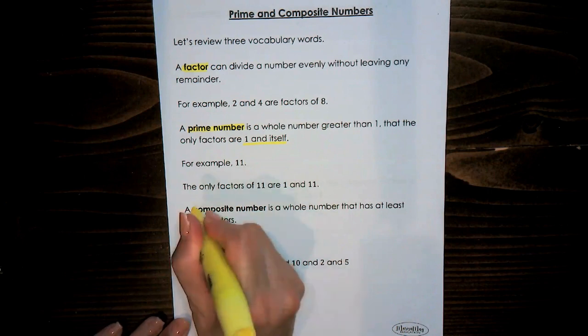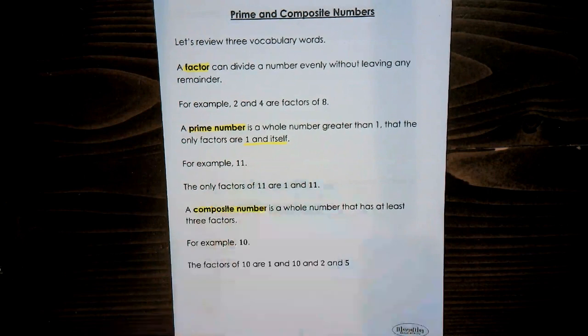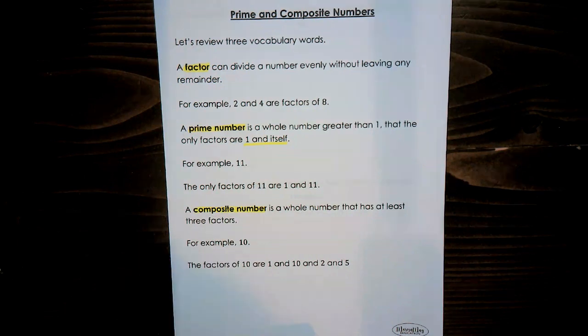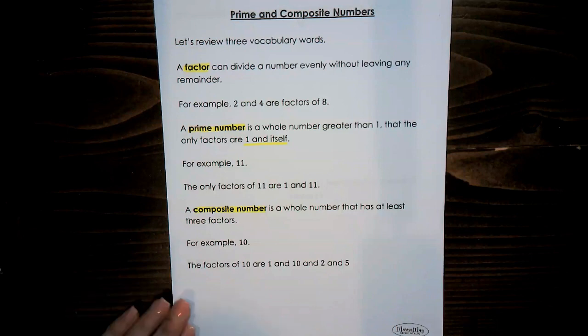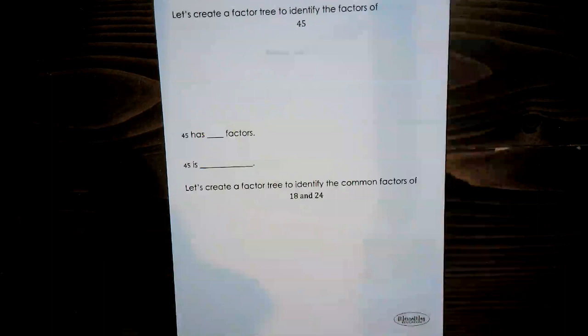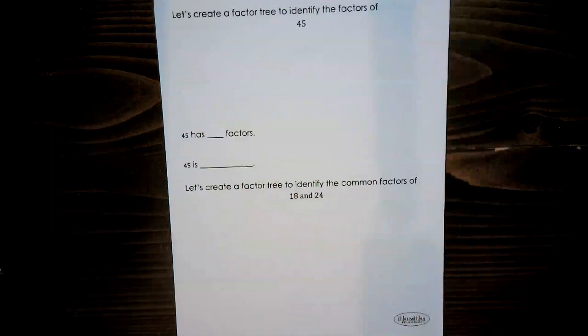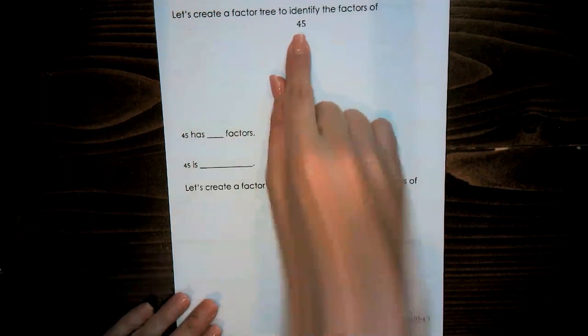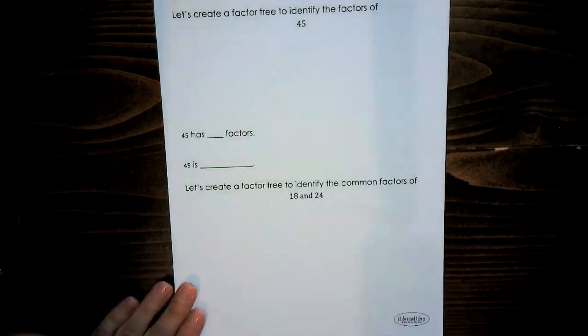Now, a composite number is a number that has at least 3 factors. So for instance, 10 has factors of 1 and 10 and 2 and 5. So those factors become important when we're trying to identify prime numbers and composite numbers. We'll keep these vocabulary terms working throughout our lesson today, but I want to focus on using a factor tree. So we're going to create a factor tree to identify the factors of 45.